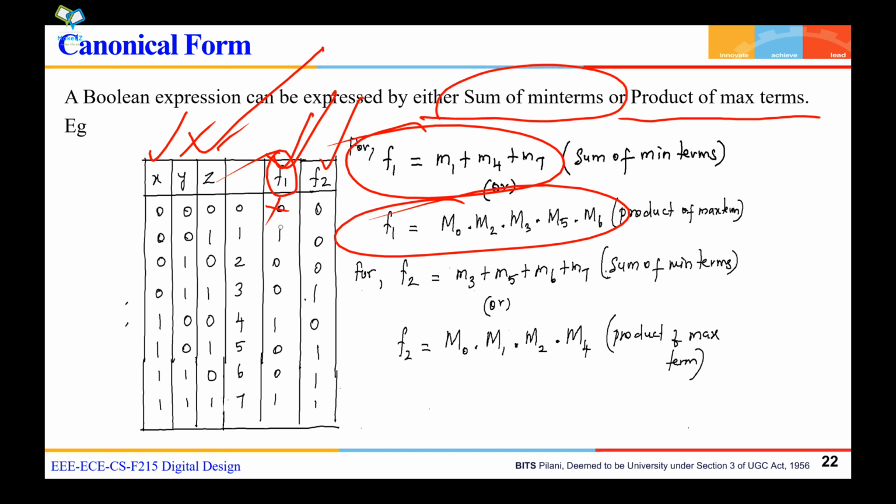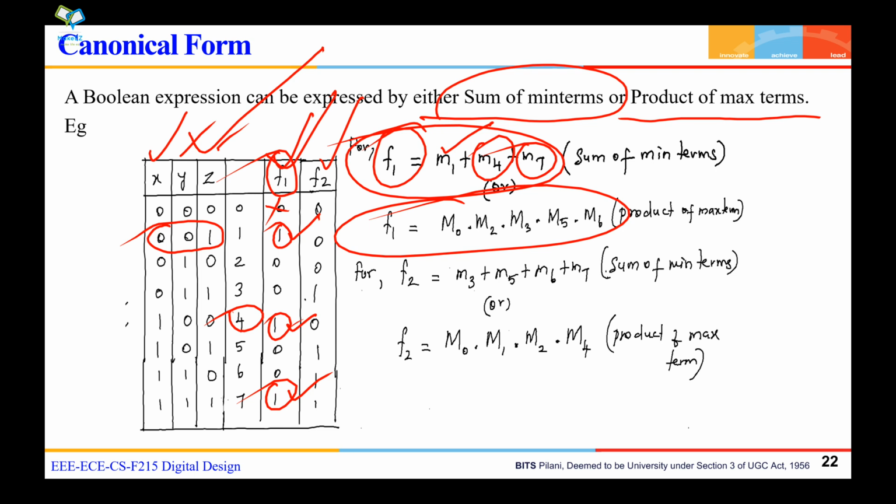To write the expression for F1 as a sum of min terms, you have to look at all the ones here. Can you see all the ones here? Write the corresponding min terms. Write the sum of min terms. Wherever 1 is there, here you have 1, here you have another 1, here you have another 1. So check now what is the corresponding min term? This is your M1, 001, right? This is M1. So M1 plus M4 plus M7.